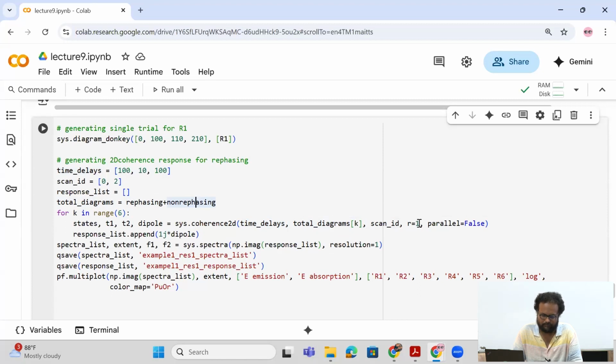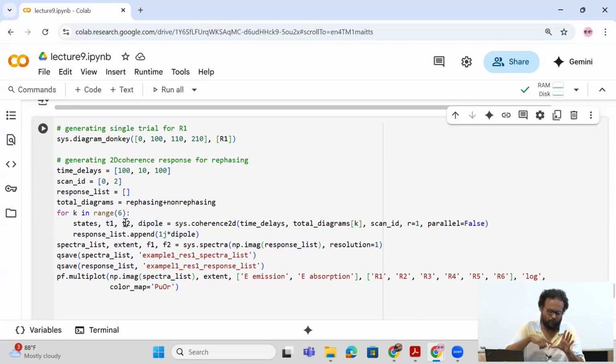R, just set it to 1 for now. Don't worry about it. And parallel, also set it to false. You can make parallel stuff, but let's not worry about it. Yeah, and so this will give out the states and the dipole, related to your number and the coherence kind of thing.